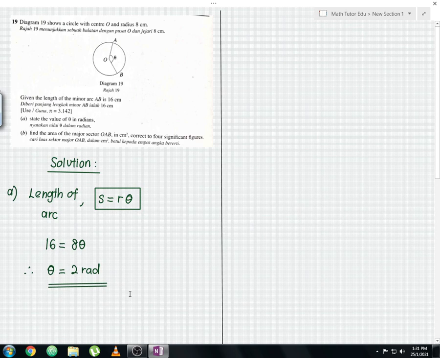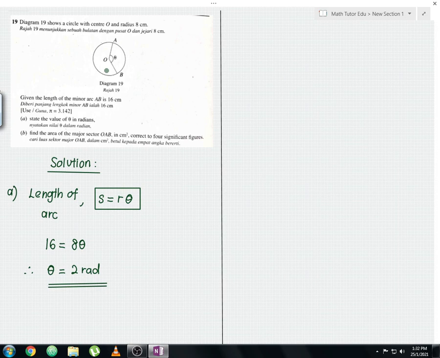Okay, let us proceed to the question part B, where they ask us to find the area of the major sector OAB in centimeters square, correct to 4 significant figures. In this case, this is the area of the major sector, guys. So before proceeding to find the area of the major sector OAB, the first thing you need to do is find the angle of the major sector AOB or OAB, whatever you want to call it.